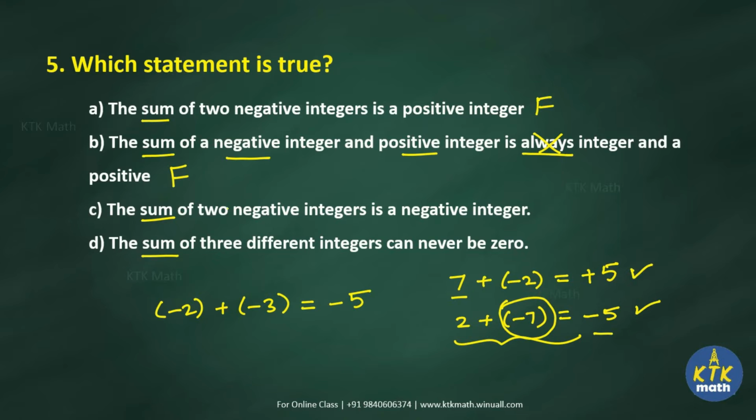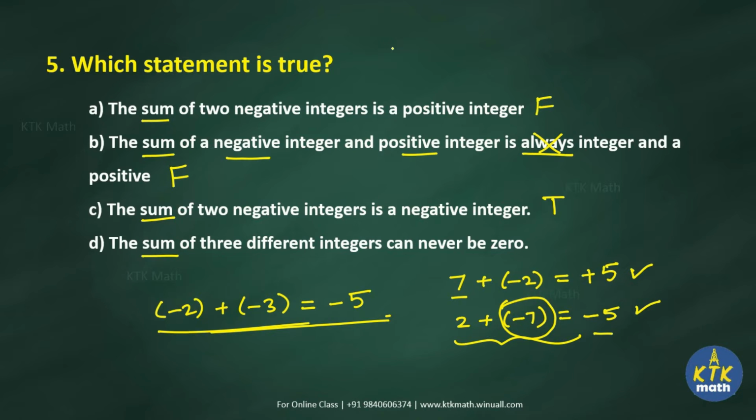Then the third one: the sum of two negative integers is a negative integer. That's what I gave you in the first example. So this one is true. Whenever we add two negatives, your answer is always negative. Better you can check option D also: the sum of three different integers can never be 0.